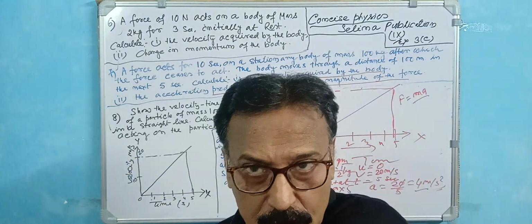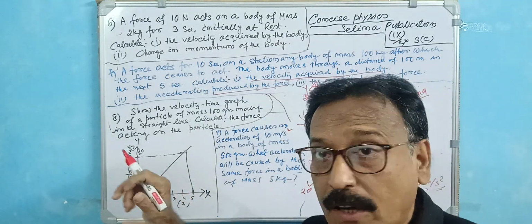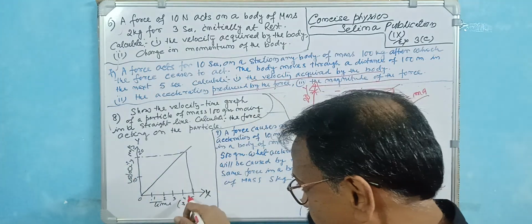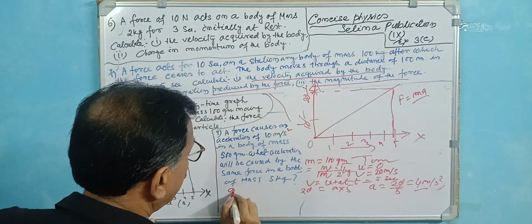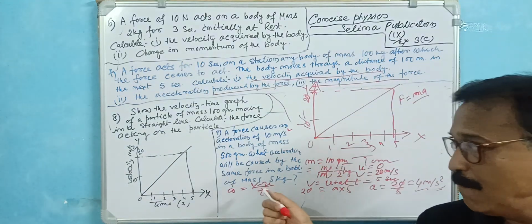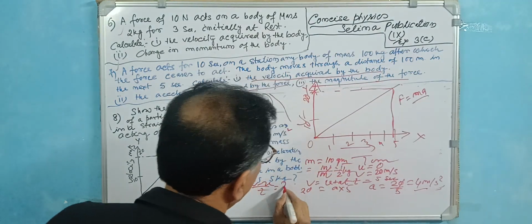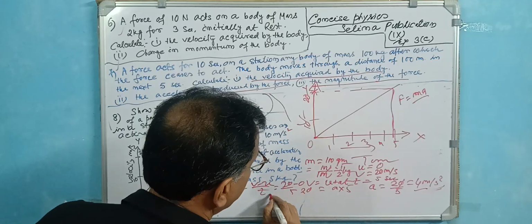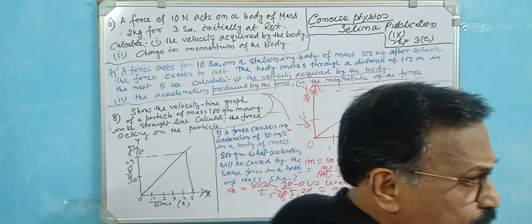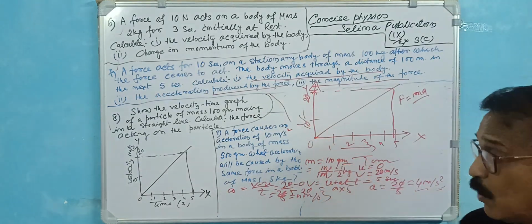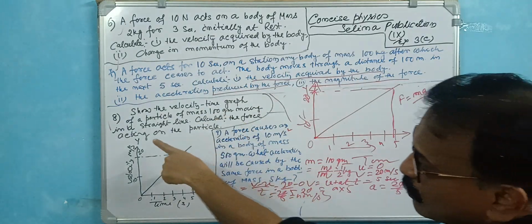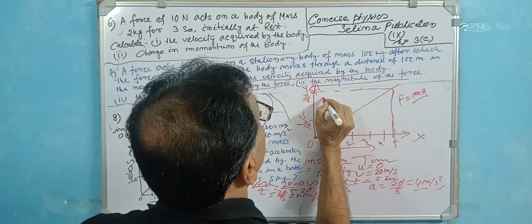What is the change in velocity? 0 to 20. The change in velocity is 20 minus 0, 20. But in how many seconds? 5 seconds. That means a is equal to V minus u by t, the formula. So 20 minus 0 by 5, which is 20 by 5, 4 meter per second square. Very easy. This is the acceleration. When the acceleration is complete, calculate the force acting on the particle. So force, you know, F is equal to ma.